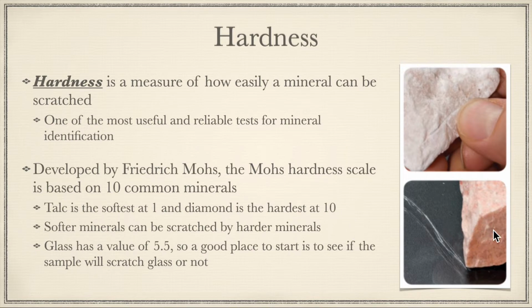Like for example, this looks like granite. It is harder than this glass plate because this is scratching it. If it couldn't scratch it, then this would be softer. Here you're able to scratch this with a thumbnail, so this is softer than a thumbnail, which is about a 2.5 on the Mohs scale. Glass has a value of about 5.5, so it's a good place to start to see if the sample will scratch glass or not. If it scratches the glass, then it's harder than 5.5, so you're looking in the upper half of the scale. If it doesn't scratch the glass, it's in the lower half of the scale. So trying to scratch glass is a good place to start.